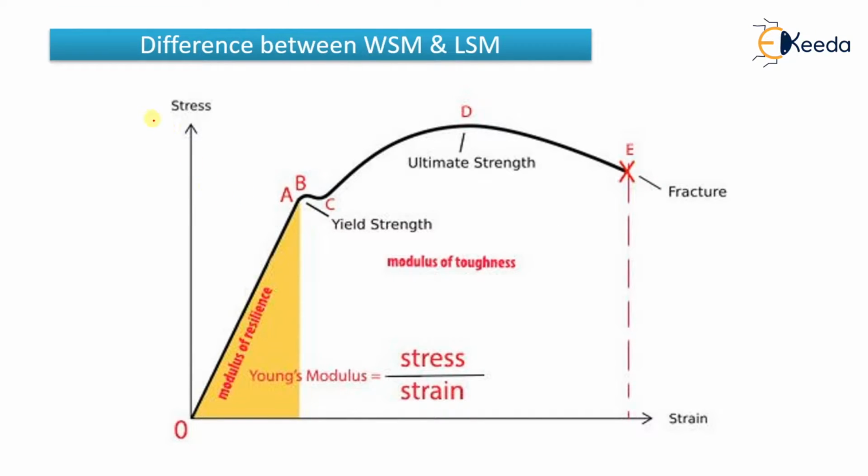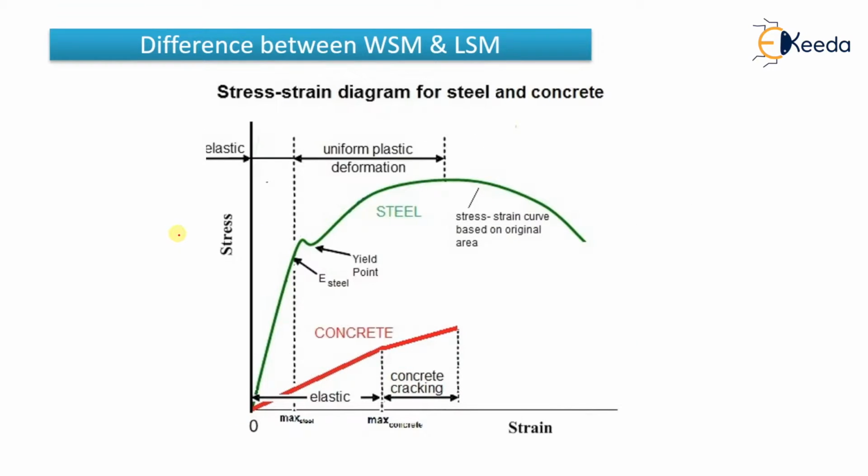Before getting to know about the difference between working stress method and limit state method, you must know this diagram. You may be very familiar with this graph. What is this? This is nothing but the stress strain curve of a material. In the y direction we have the stress coordinate, and in the x direction we have the strain coordinate.